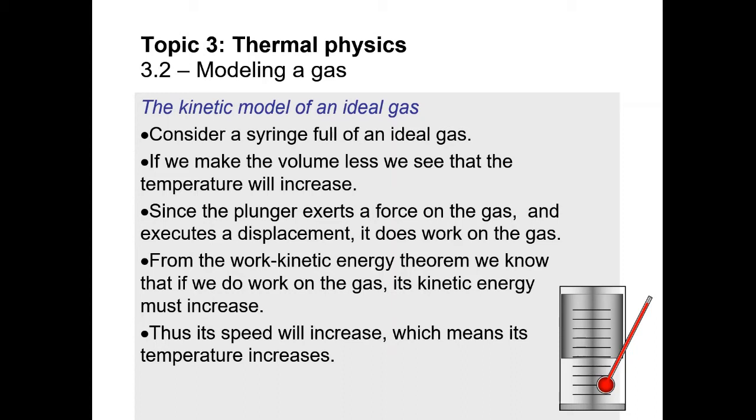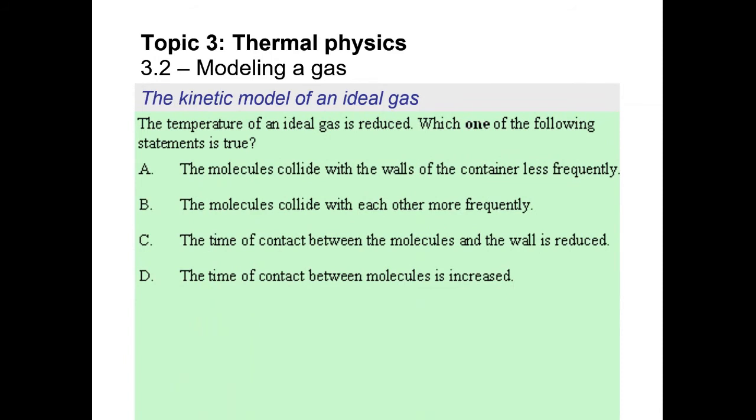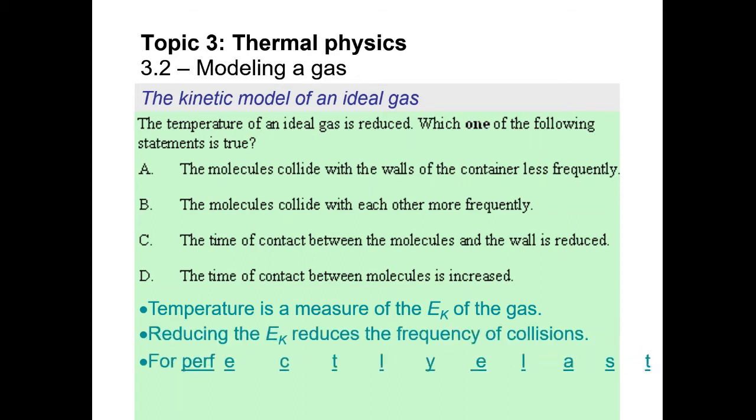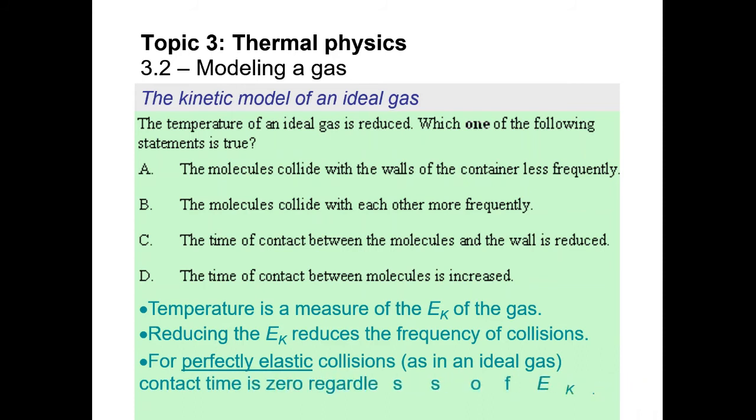On the other hand, if the process is reversed, the gas will do the work and lose kinetic energy and cool. Here's the MCQ question. The temperature of an ideal gas is reduced. Which one of the following statements is true? We know temperature is a measure of the average kinetic energy of the gas. So when the temperature is reduced, the average kinetic energy is also reduced, which reduces the frequency of collision. So the correct answer should be the molecules collide with the wall of the container less frequently.